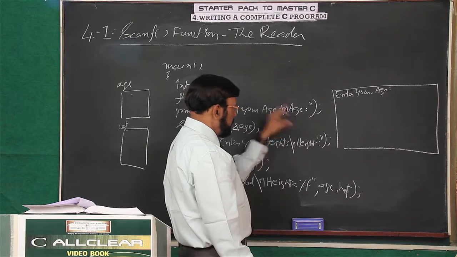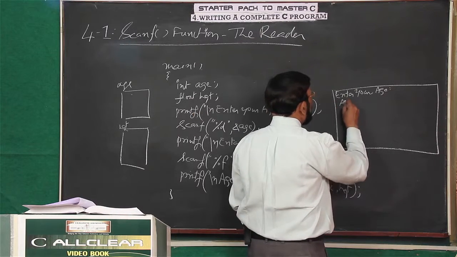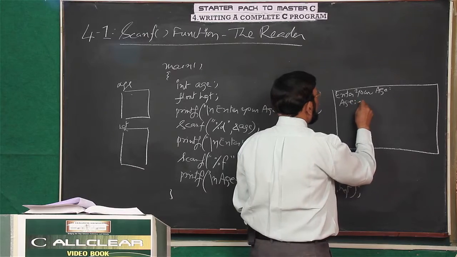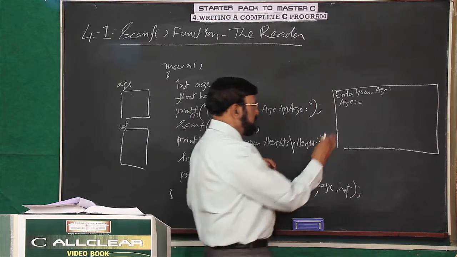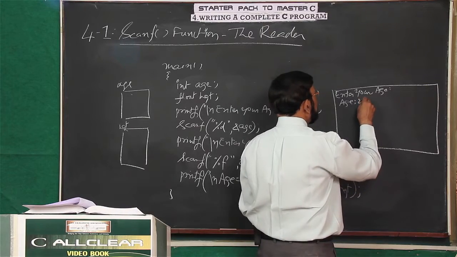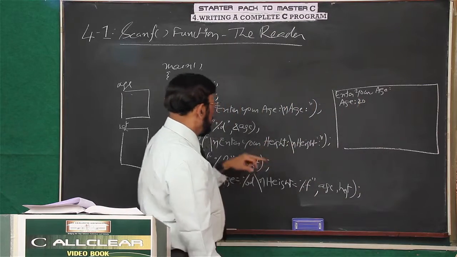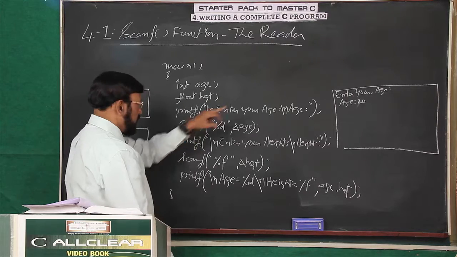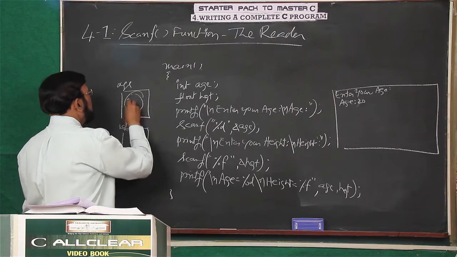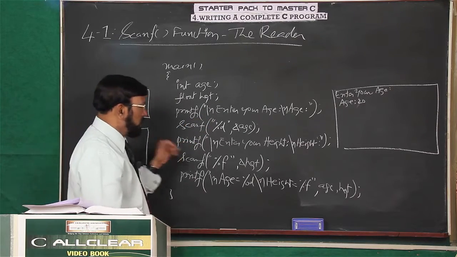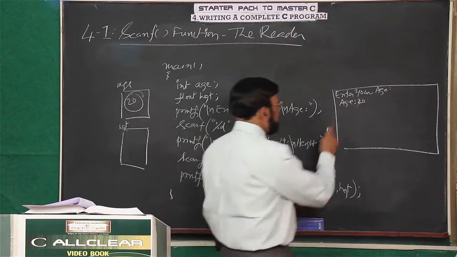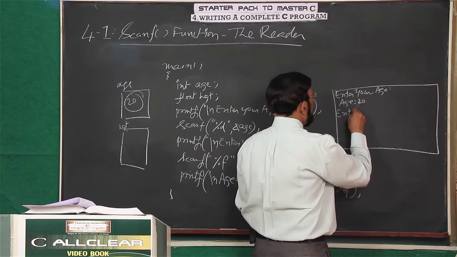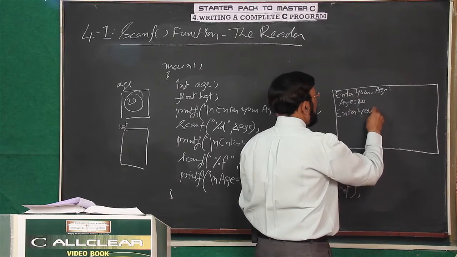New line, age. So after age, the cursor blinks. Then you enter your age, 20. Then what happens? This scanf drops the 20 in the age variable. Then the next prompt statement is printed: enter your height.